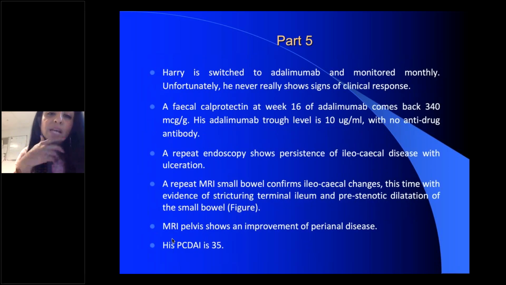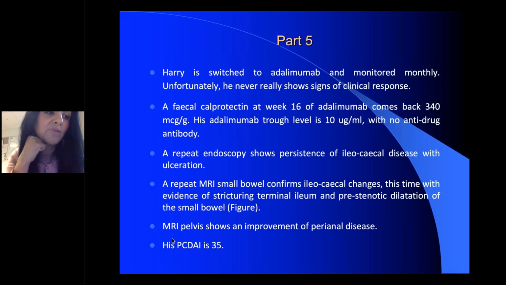So Harry's then switched to ADA and he's monitored monthly, but actually he's never really getting better with adalimumab. His fecal calprotectin at the end of his 4th month is still high at 340. Incidentally, let me talk to you about levels of fecal calprotectin. For a diagnosis, I would be looking at a value greater than 250 because it really needs to be quite high. So anything less than that, I'm not that worried and I would just repeat. But once you have established IBD, then values above 150 I'd be keen to try and get on top of.